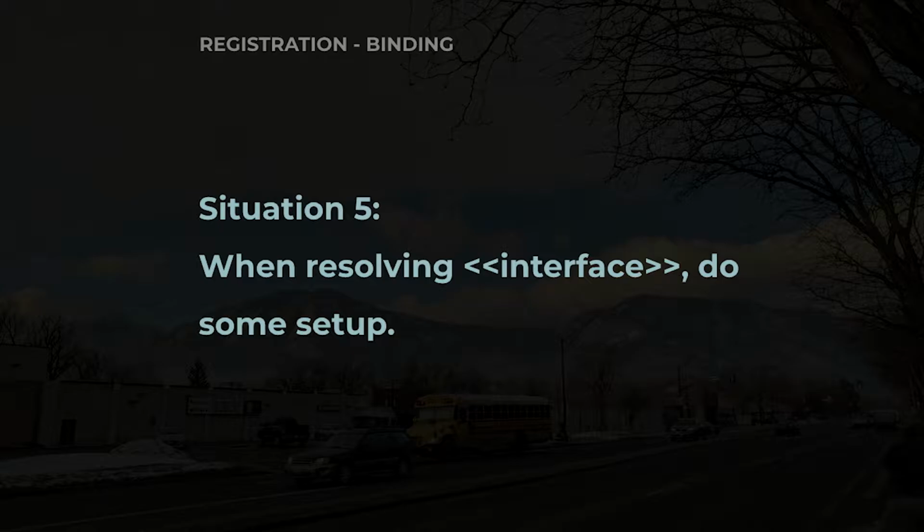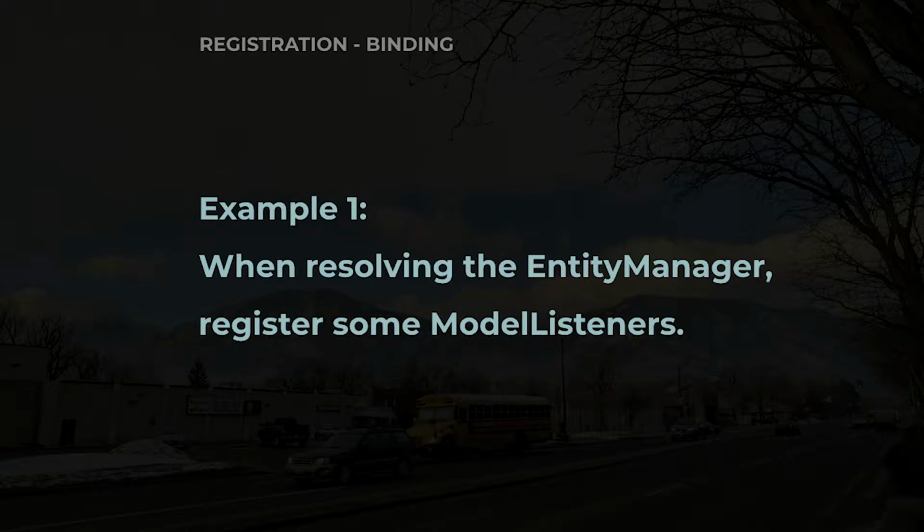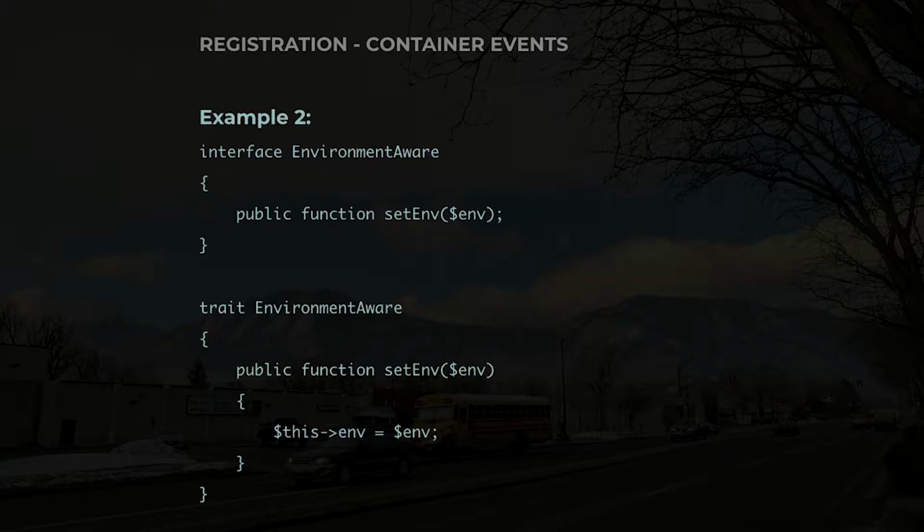The next situation is when we are resolving something, it needs to do something more than just constructor injection. For example, when we have an entity manager and it's being resolved by the container, but we need to add some model listeners. These are listeners that are listening to certain events on a model or on an entity. So another example is when something is type hinted environment aware, we want to inject the environment name. Could be production, could be staging, could be local. We can implement this with an interface and a simple trait that we can add to any simple class.